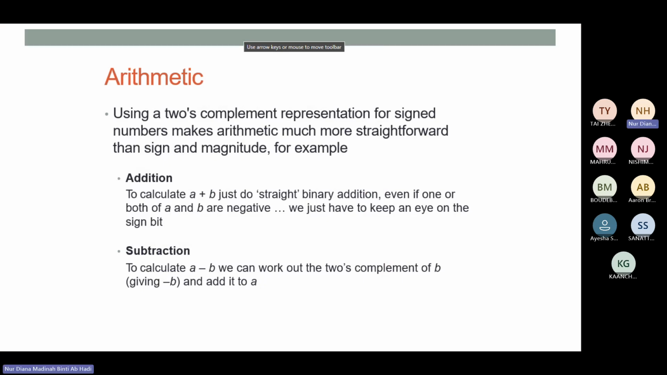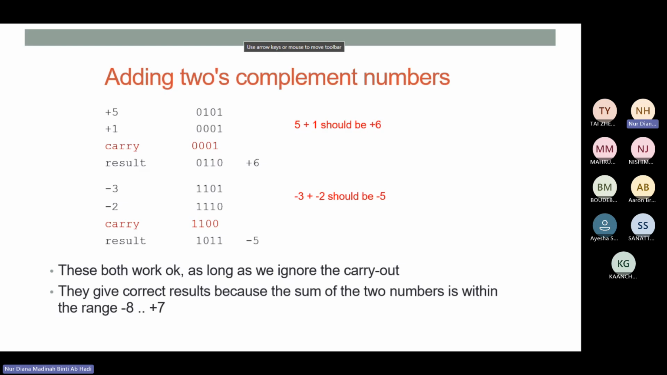So, arithmetic addition and subtraction. To calculate A plus B, just do it straight. But what if we have one positive value and one negative value? How do we do it? So this is how it looks like.